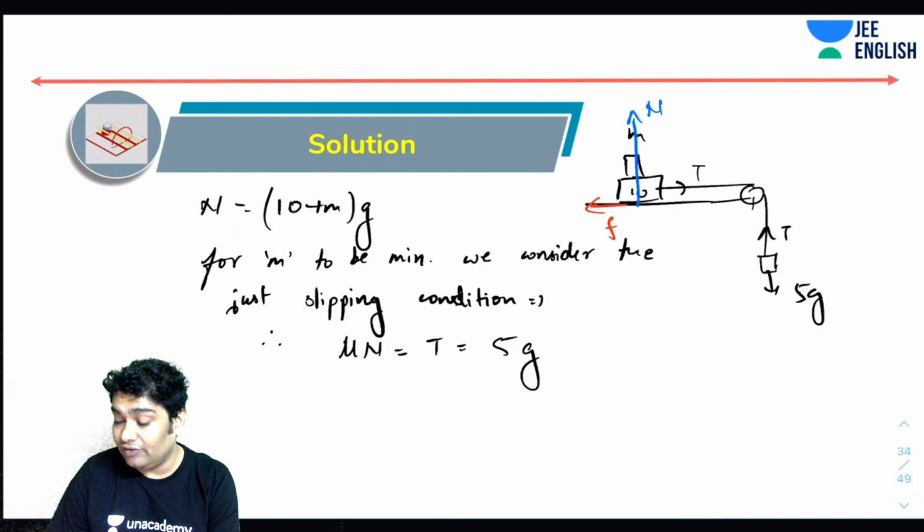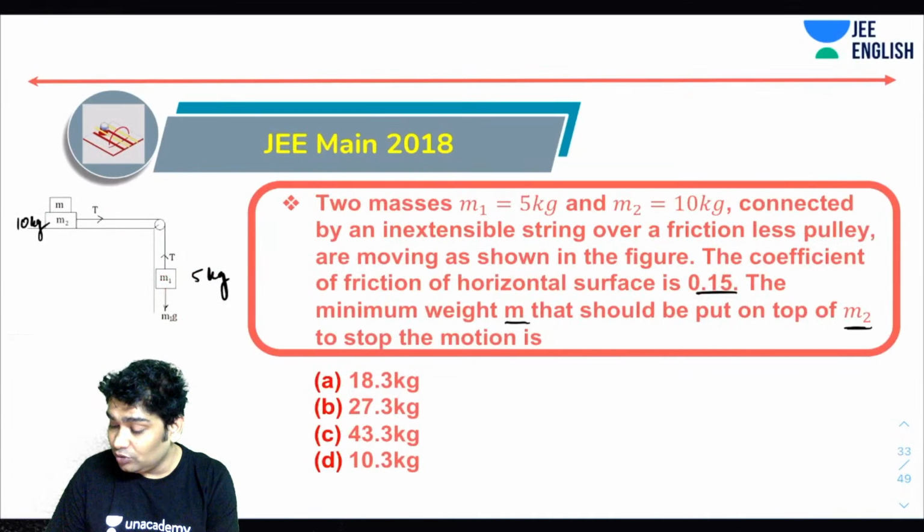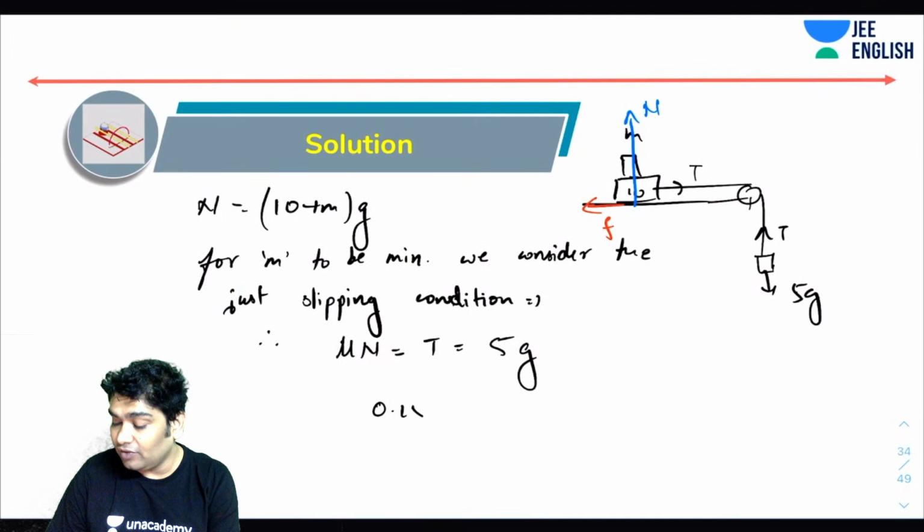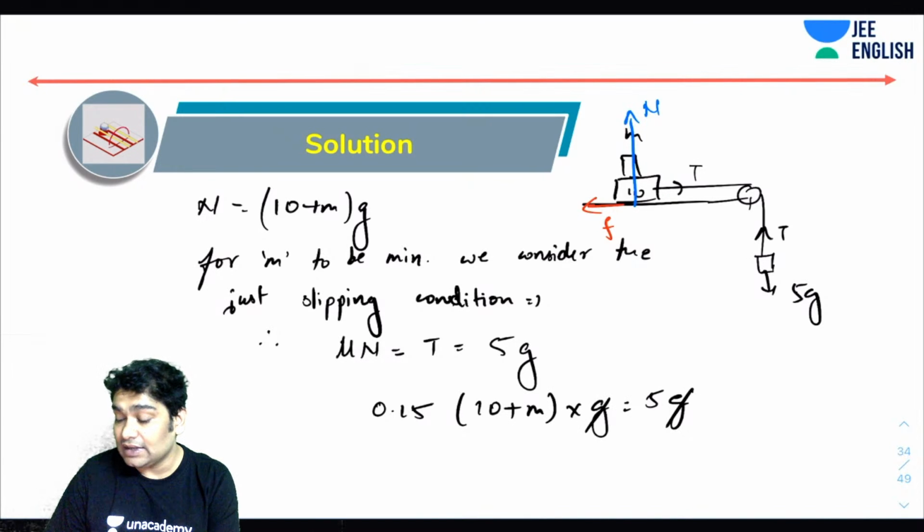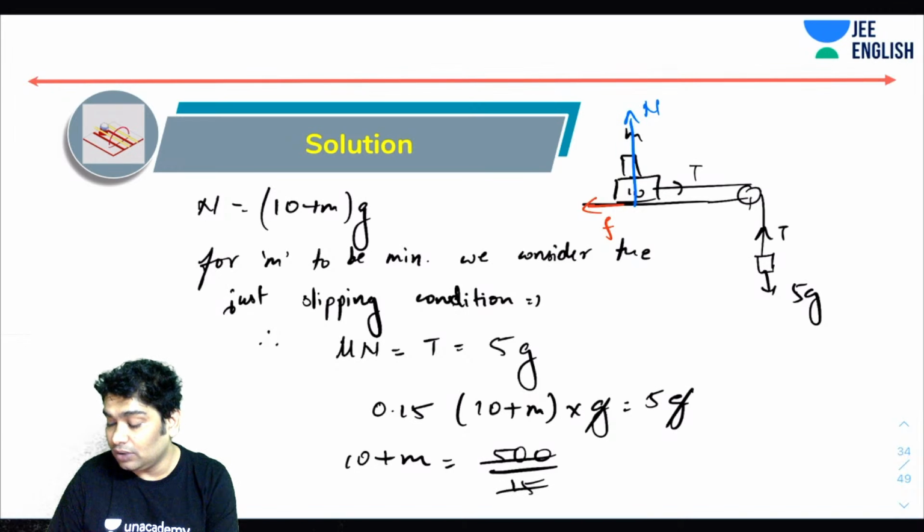Okay, so therefore you have, what was mu? Mu was 0.15. 0.15 times (10 plus m) times g should be equal to 5g. The g will get cancelled, and what you will have is 10 plus m equals 500 over 15, so that would have gone by 100, and here you would have got 3. What you get is m equals 70 over 3. That is what you would have gotten.